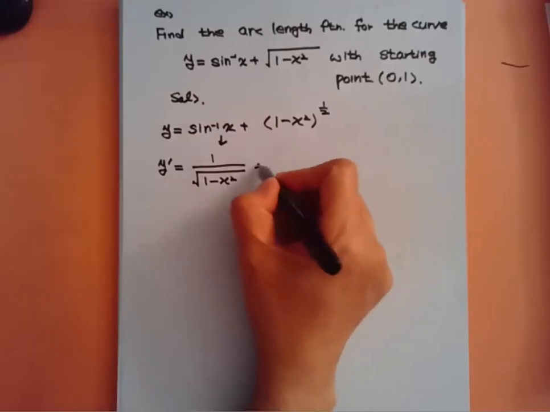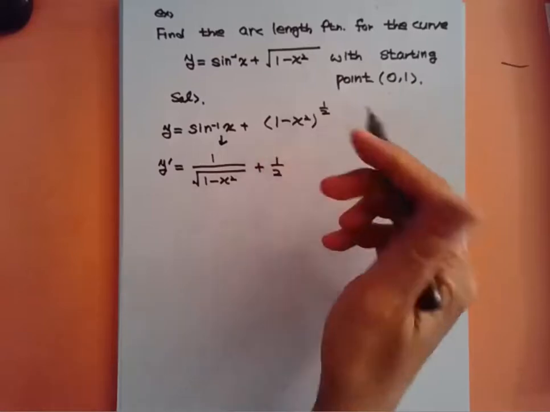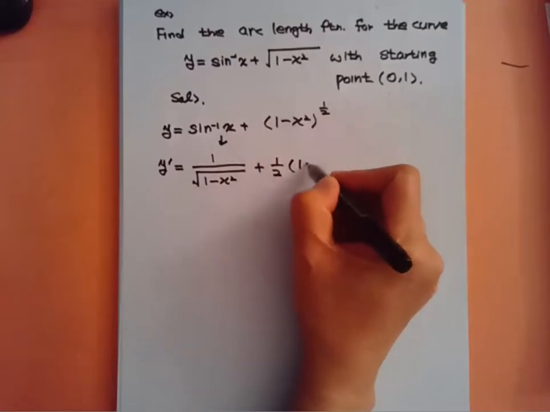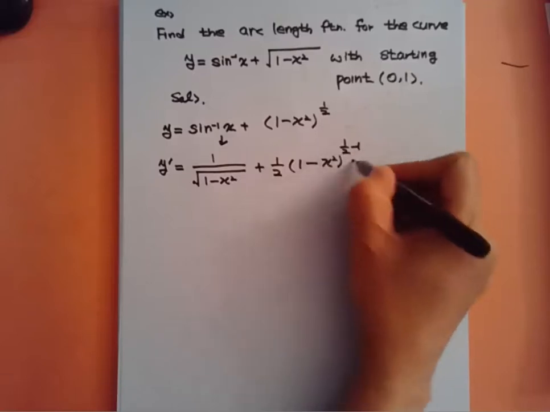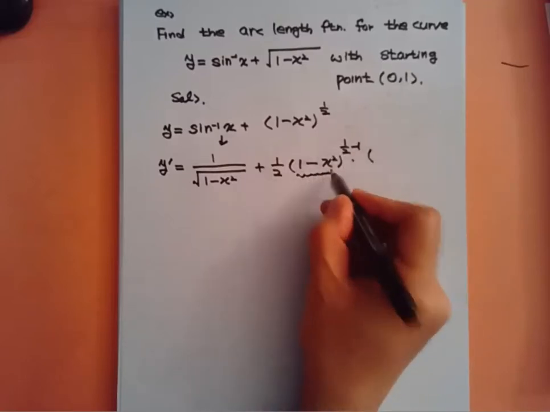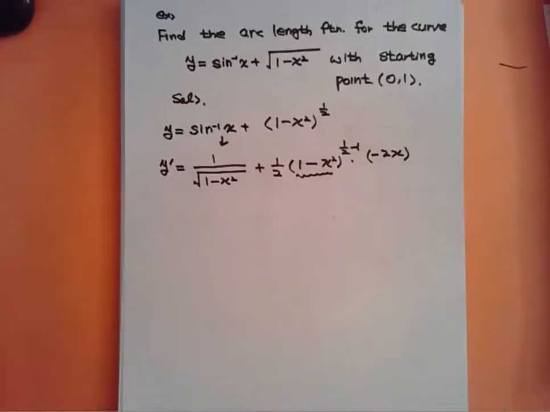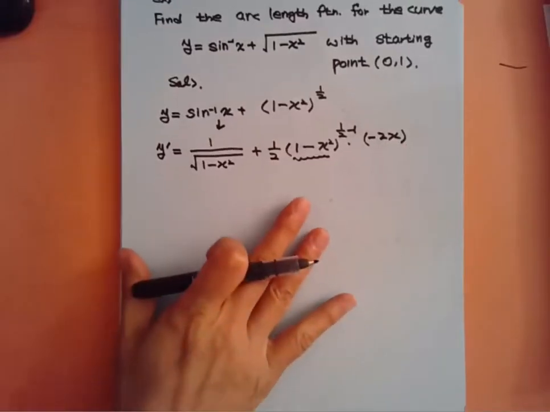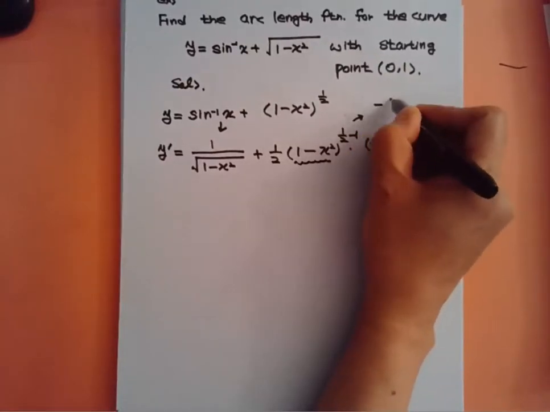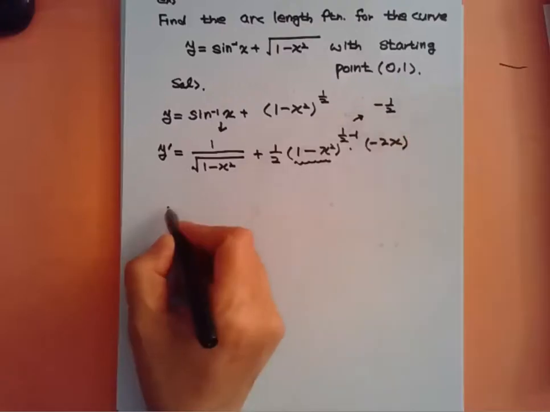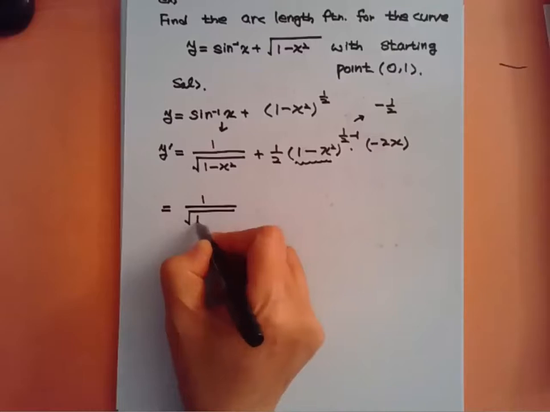And then for the second one, we will use the chain rule. So we do as usual: 1/2, (1 minus x squared) to the power of 1/2 minus 1. But we have to differentiate inside the parentheses. So that gives us minus 2x, right? So this one becomes negative 1 over 2, so that can be written as 1 over square root of 1 minus x squared.